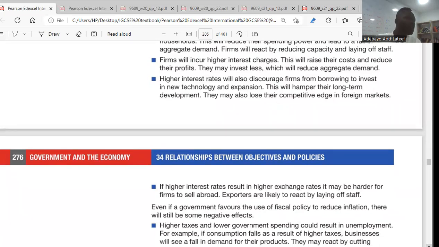And if they are unable to enjoy economies of scale, their cost of production would rise, meaning their profit will fall and they won't be able to compete with foreign competitors.